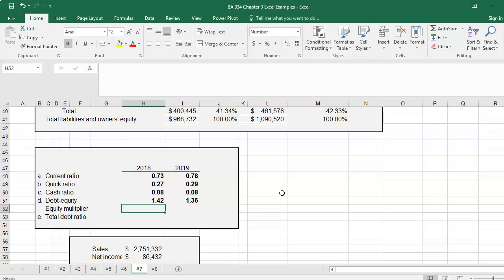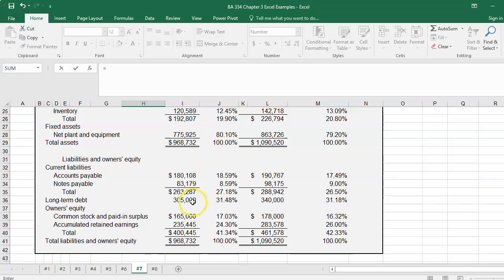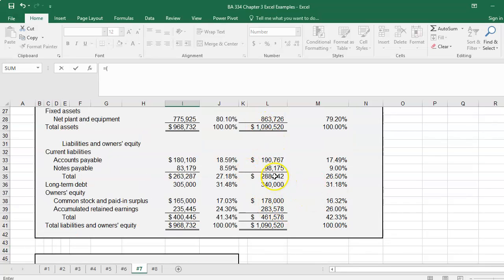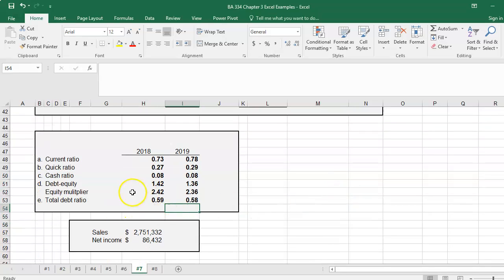Our equity multiplier is total assets divided by total equity, or 1 plus the debt to equity ratio. And the total debt ratio is total debt divided by total assets. So our total debt divided by total assets. So we can see that 59% of our assets are paid for by debt.